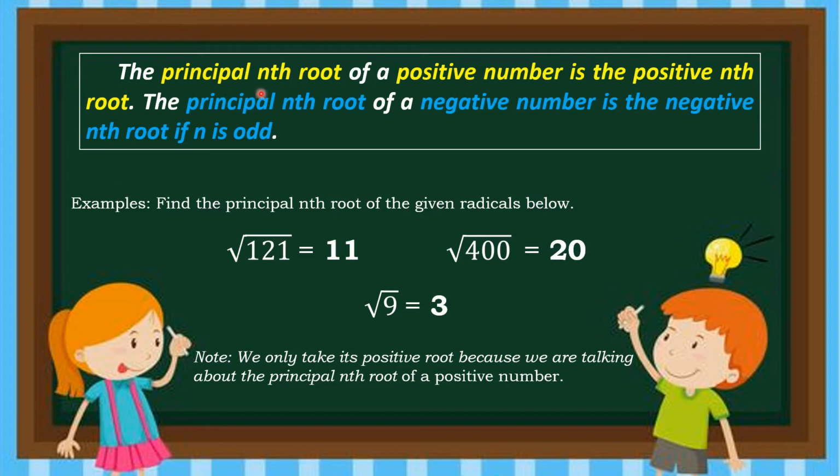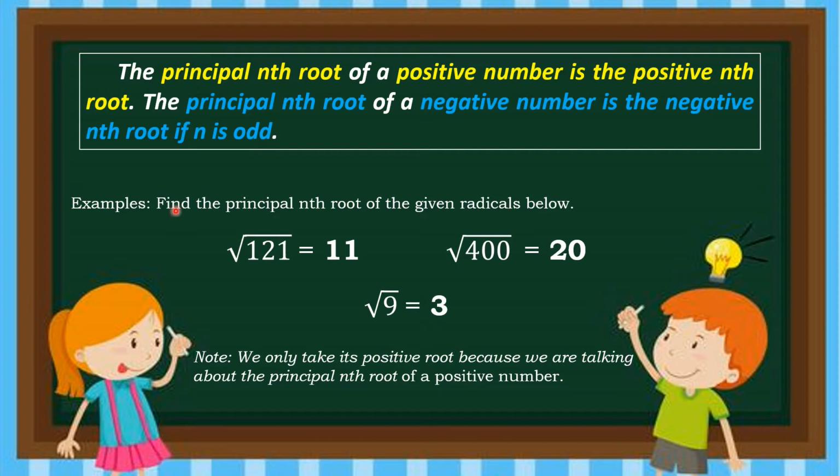So when you say the principal nth root of a positive number is the positive nth root, while the principal nth root of a negative number is the negative nth root if n is odd. Tandaan natin na kapag yung radicand natin ay positive, positive din yung nth root na ibibigay natin. At kapag yung radicand natin ay negative, negative din yung magiging principal root niya. Pero tatandaan natin, dapat yung ating index, ang value niya ay odd number. Bawal siya kapag even number ang ating index.